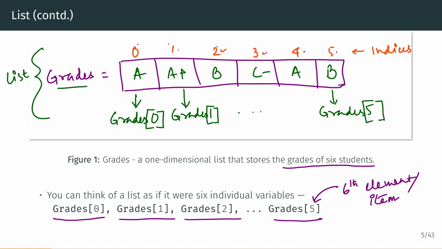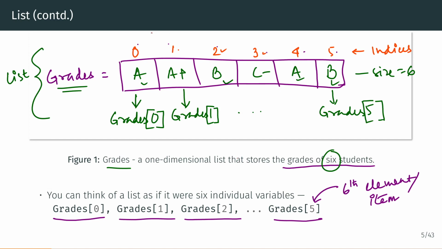A list will have a name, in this case it's grades. A list will have a size. The size of the list in this case is 6. A list will also have the elements or the items inside the list. In this case, it's A plus, B, C minus, A and B. You can have duplicates on a list, so you have two B's in here, two A's, and that's okay. That's perfectly fine.